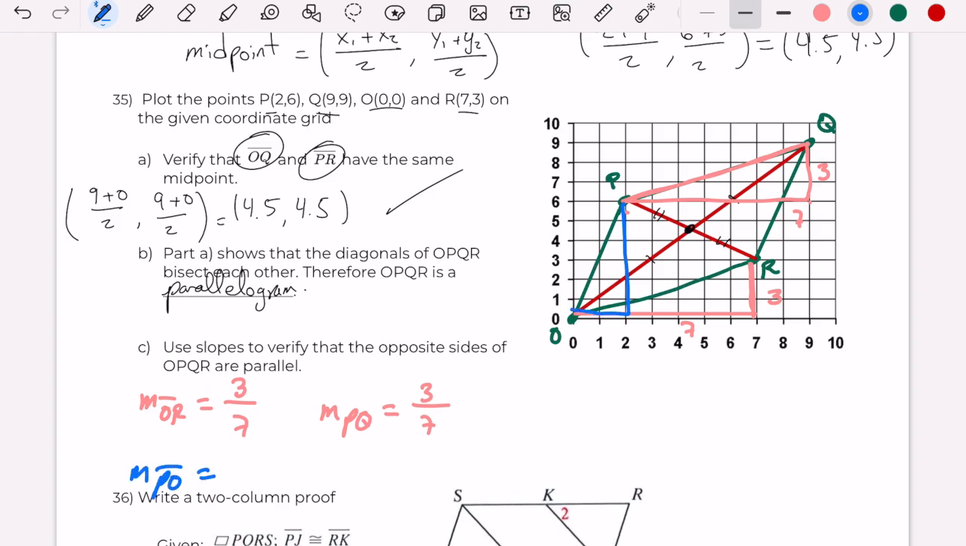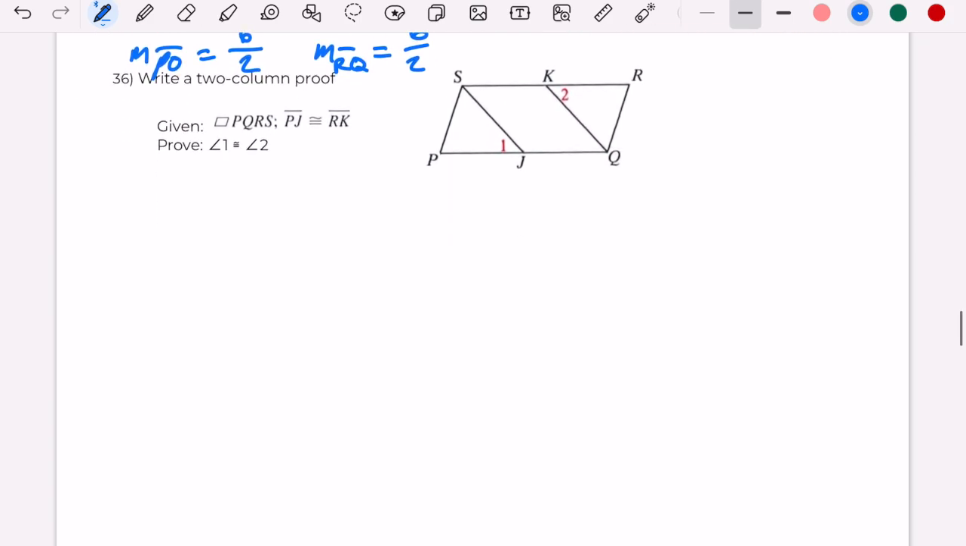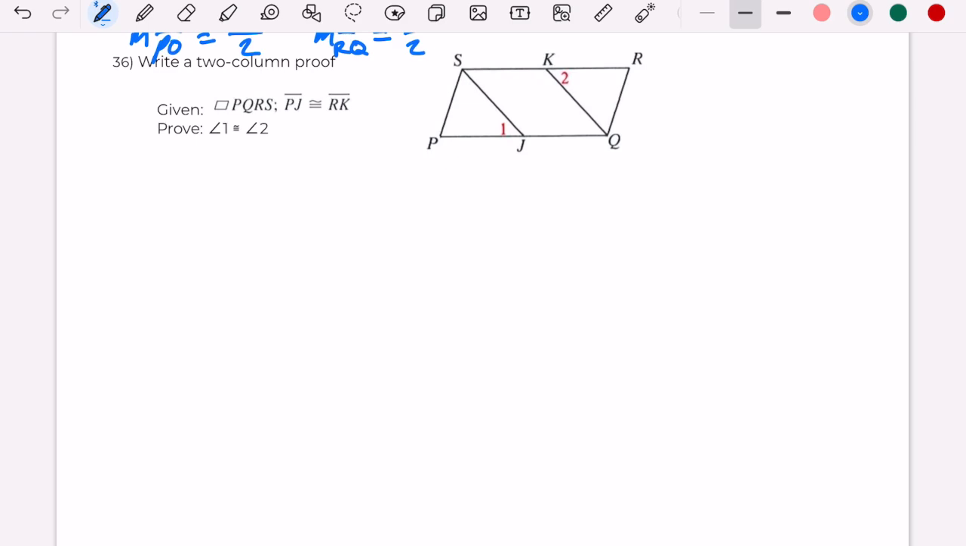The slope of PO is a run of 2 and a rise of 6, rise over run. And the slope of RQ, oh my gosh, so many drawings in this diagram. The slope of RQ is 6 over 2. Excellent. So it is indeed a parallelogram. Now let us go for the last part of this problem, this 2-column proof.